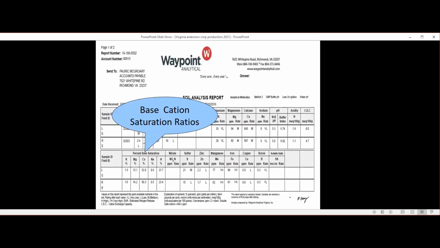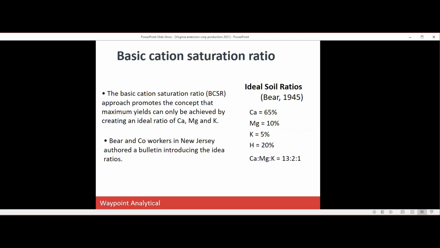Now moving on to base cation saturations. This is a conflict of interest because a lot of people like to try to base fertility recommendations on this, and it's called BCSR. Back in 1945, Dr. Baer and co-workers in New Jersey came up with this idea of having ideal soil ratios. They came up with calcium at 65% base saturation, magnesium 10, potassium 5, and hydrogen about 20. And they thought the calcium to magnesium to potassium ratio would be 13 to 2 to 1. They found that if you got in these ranges, you could maximize the yield of your crop.